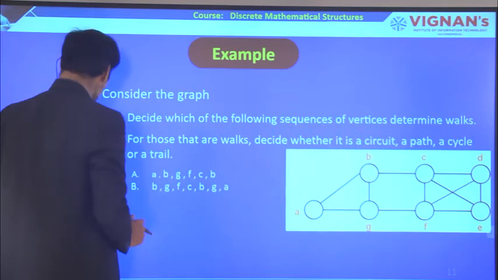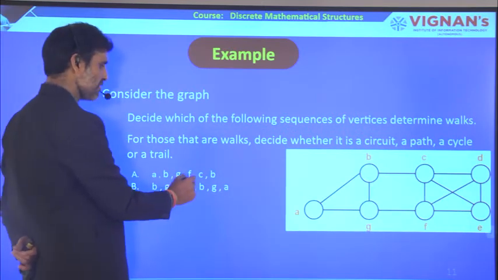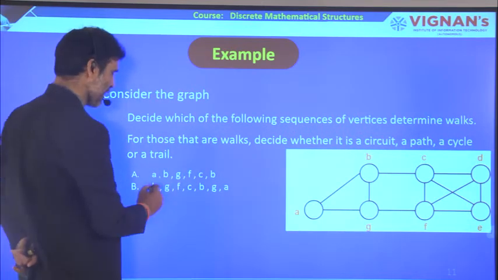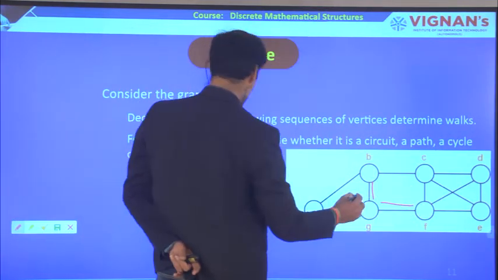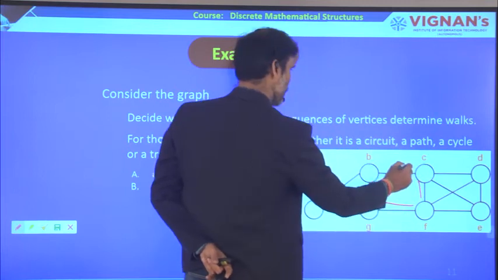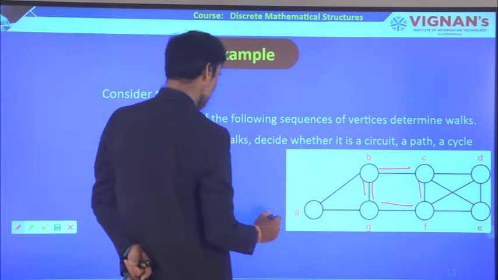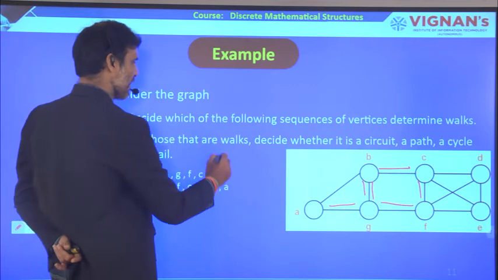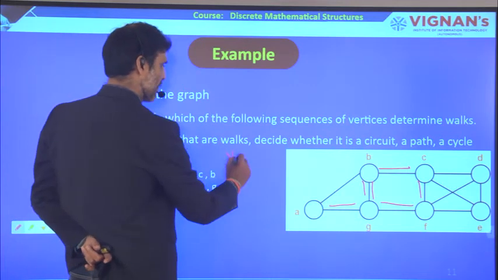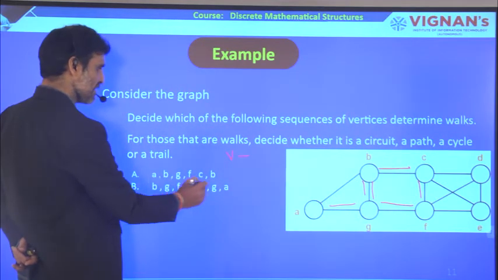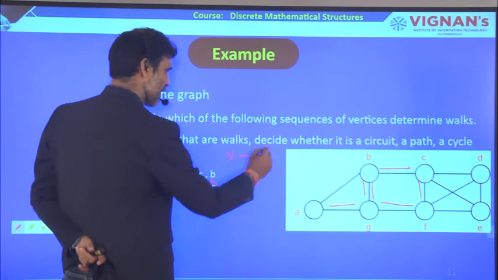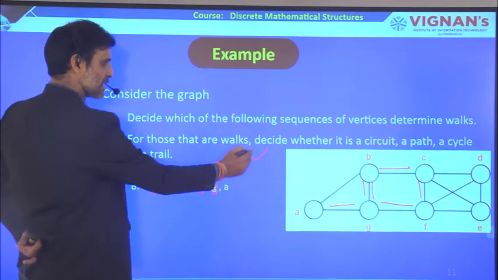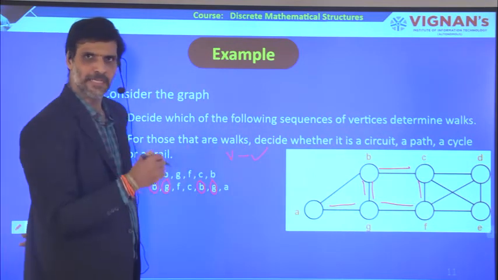And let us come to the next one. B, G, F, C, B, G, A. What will happen here? You can take B to G and G to F, and then F to C, C to B, and then B to G, and then G to A. So what happened here? Vertices are repeated. You check whether the vertices are repeated: B is repeated how many times? Two times. G is repeated two times. So vertices are repeated. This tick mark indicates repeated and the cross mark indicates not repeated.